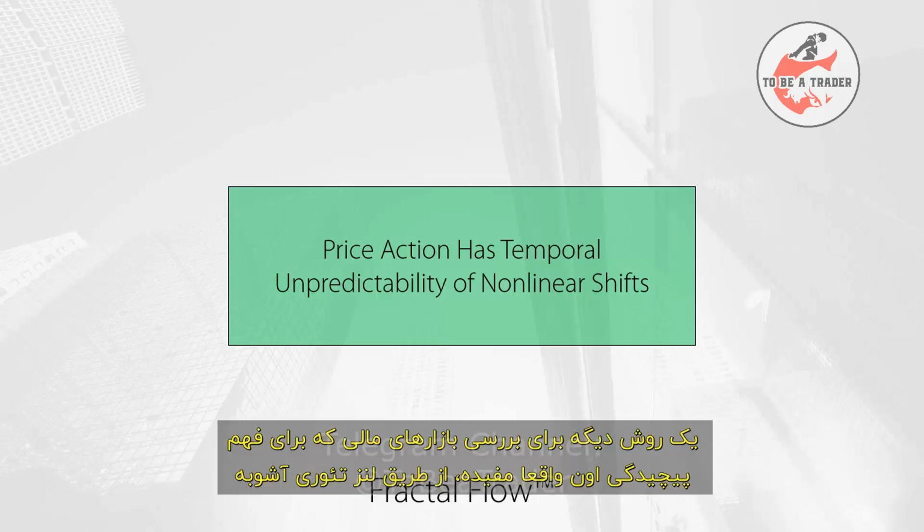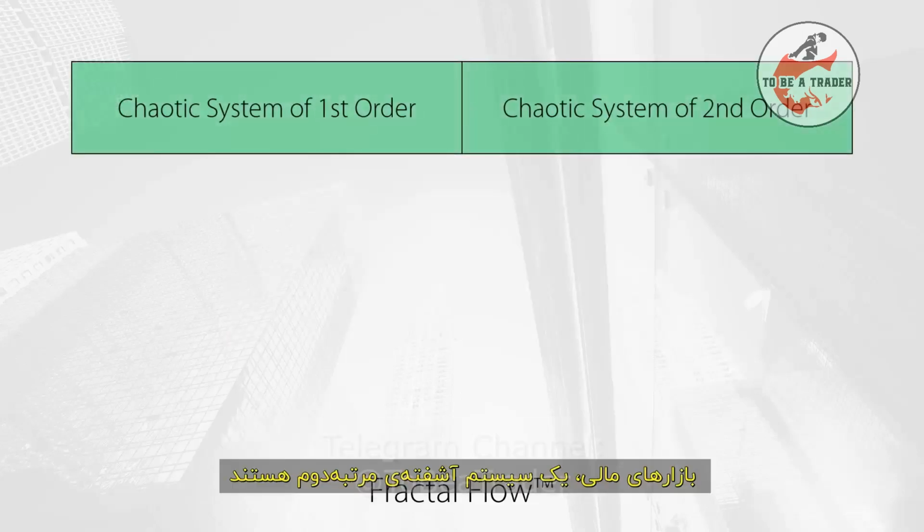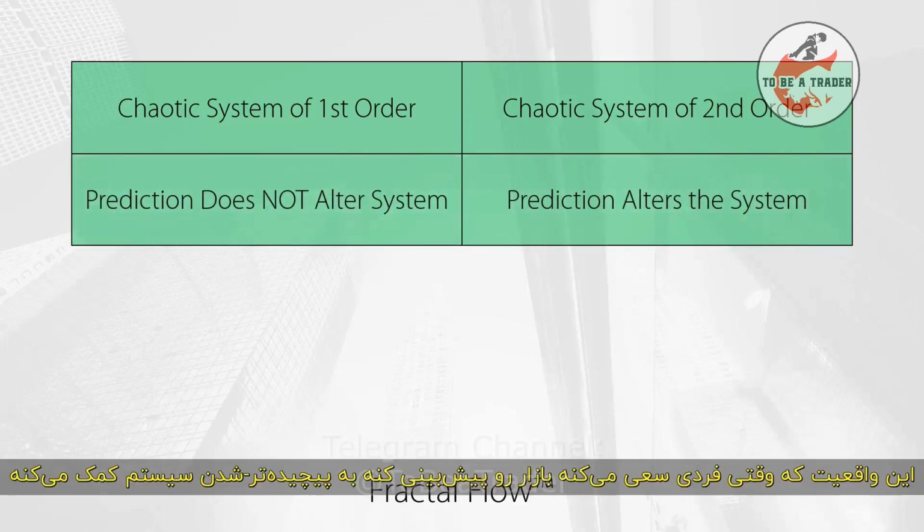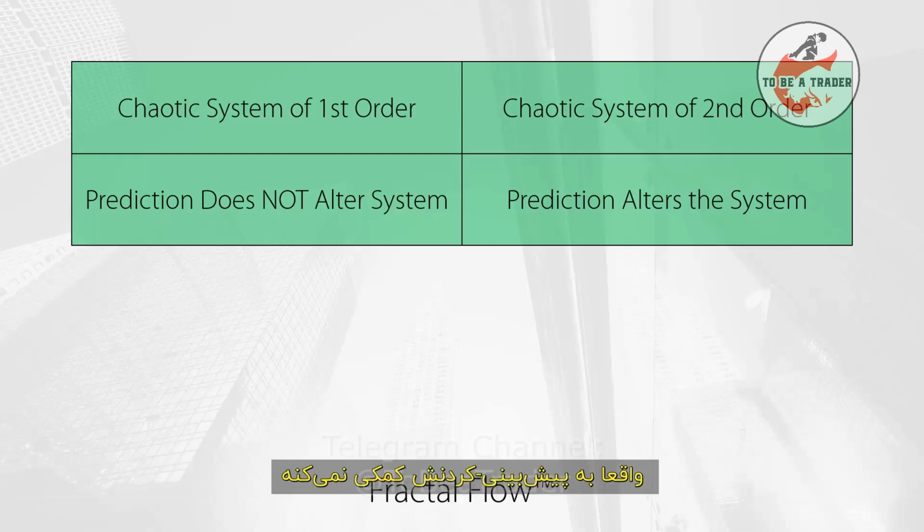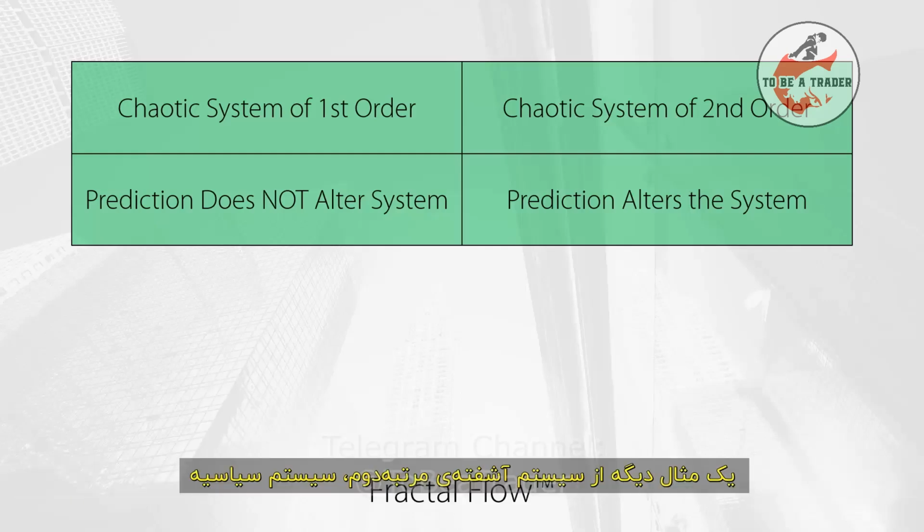Another way of looking at the financial markets that is useful to really grasp its complexity is through the lens of chaos theory. The financial markets are a chaotic system of the second order, which means it's a system that responds to prediction. The fact that when somebody tries to predict the market they are contributing to make the system even more complex doesn't really help predicting it. Another example of chaotic system of second order is the political system.